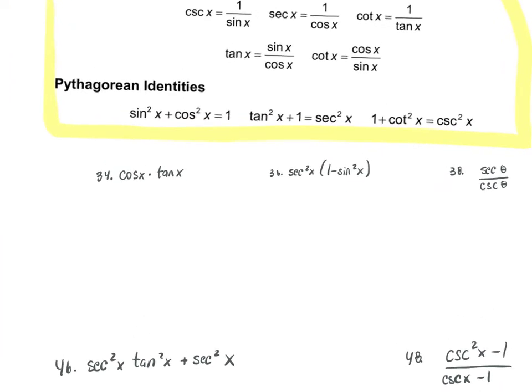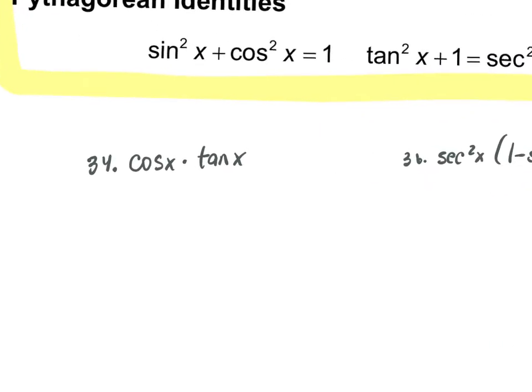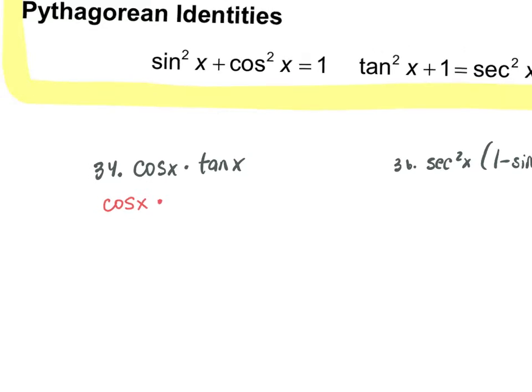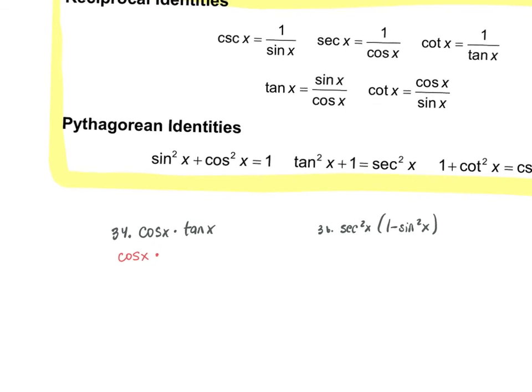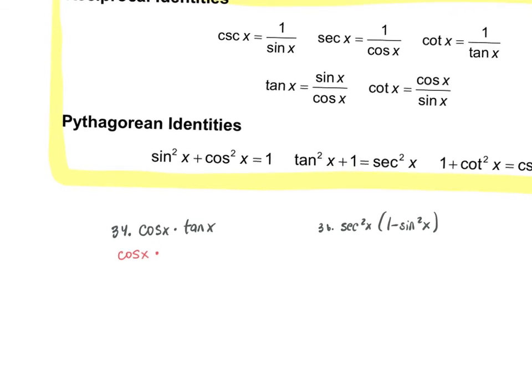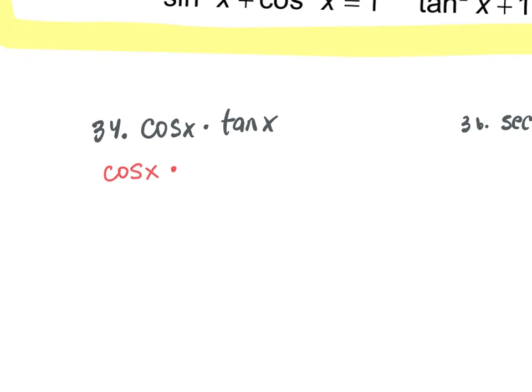So number 34, it says cosine x times tangent of x, all right? I put the times in the middle just so you guys could see it. It's just written together, but that means multiply. So our two most basic functions that we have in trig are sine and cosine. So I'm going to leave cosine x like it is. What can I change tangent into? Look at your identity sheet. Sine, good. Sine over cosine. I can write this the same as sine x over cosine of x.